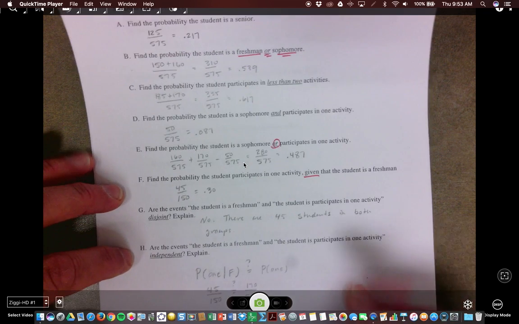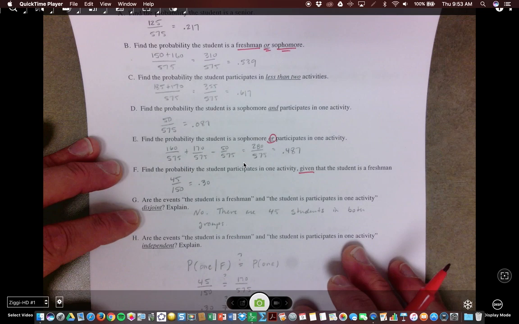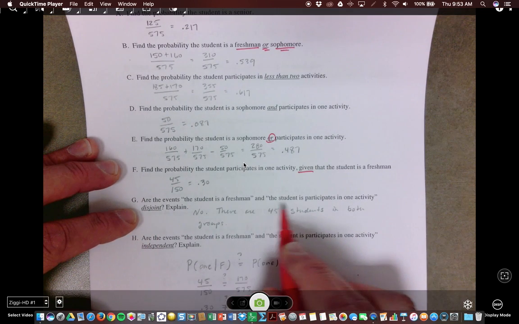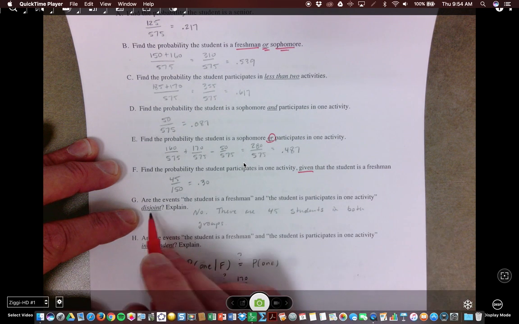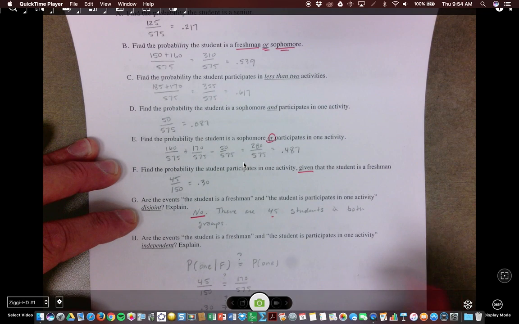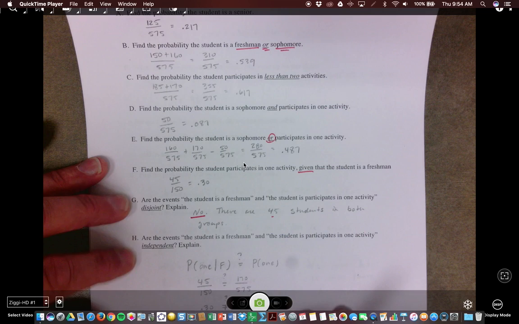G, you just have to understand what the word disjoint means. Disjoint means that they don't have any overlap. So are the events the student's a freshman and the student participates in one activity disjoint? And the answer is no. There were 45, 45 doesn't make any difference. There were some students that were in both groups.